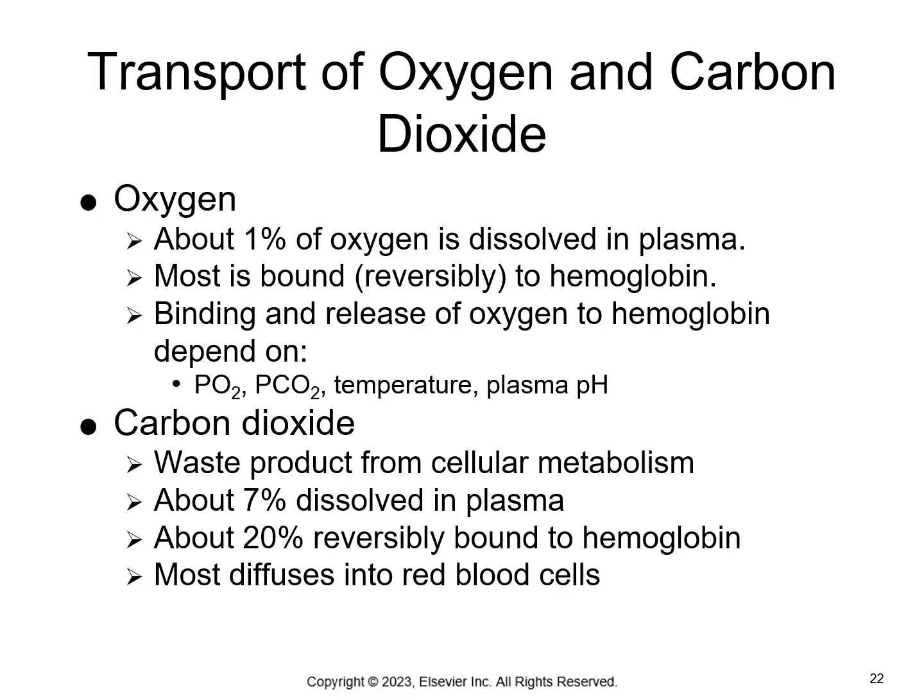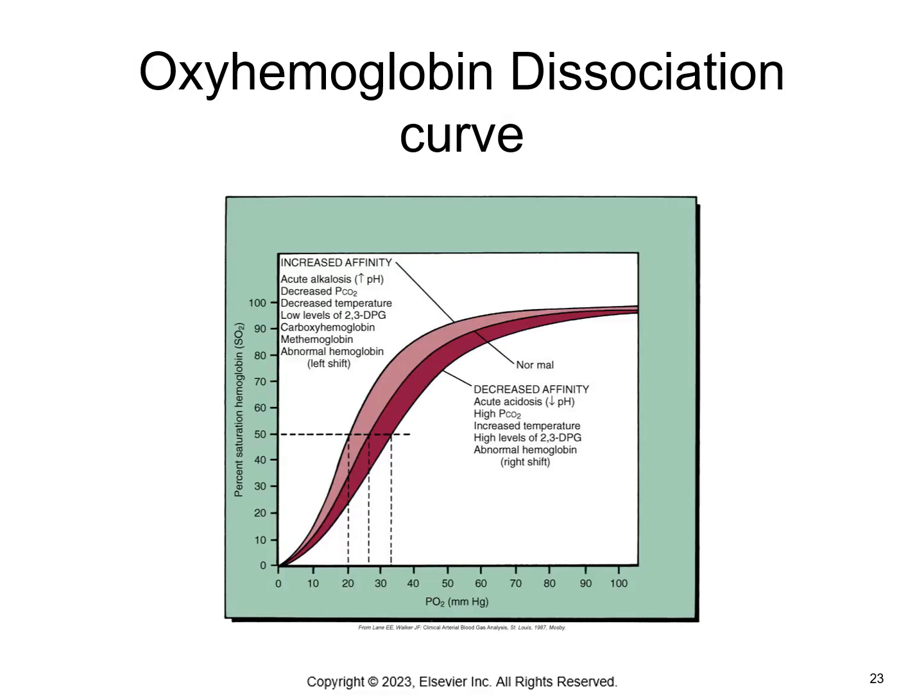Carbon dioxide is considered a waste product from cell metabolism. It's dissolved in the plasma and can diffuse easily across the membranes. Some of it is dissolved in the plasma, and some additional, about 20%, is reversibly bound to the hemoglobin, attached to an amino group on the globin portion, not the heme. This is termed carbamino hemoglobin. The majority of carbon dioxide resulting from cell metabolism diffuses into the red blood cells.